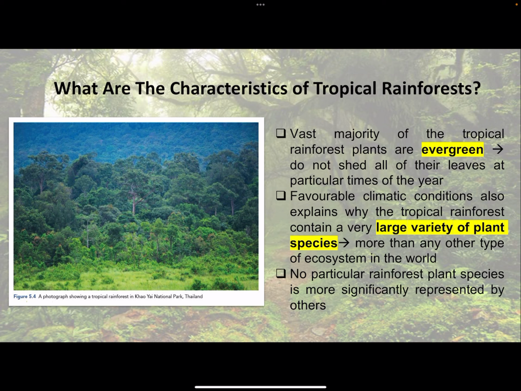Now, because of these wonderful conditions, you can grow all sorts of plants, and all sorts of plants do grow together in the tropical rainforest. There is a very large variety of plant species as a result of this. Is there a dominant type of species that is more significant in tropical rainforest? No. In a typical tropical rainforest, expect to see over 1,000 species within a 1 square kilometer unit of space. So that's really very, very much.